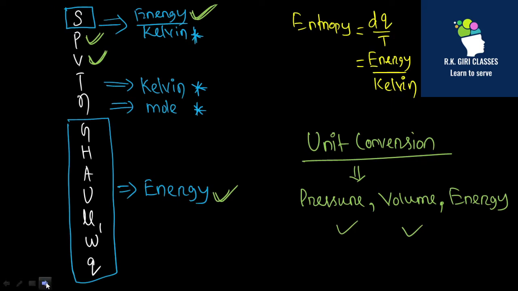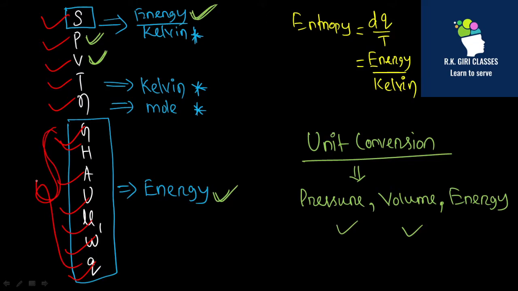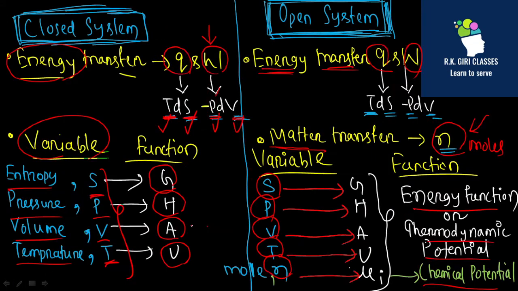Coming to the next slide. That means we covered S, P, T, V, N, G, H, A, U, mu, W, Q. All these represent energy, right? All these represent your energy function or thermodynamic potential, all represent energy.